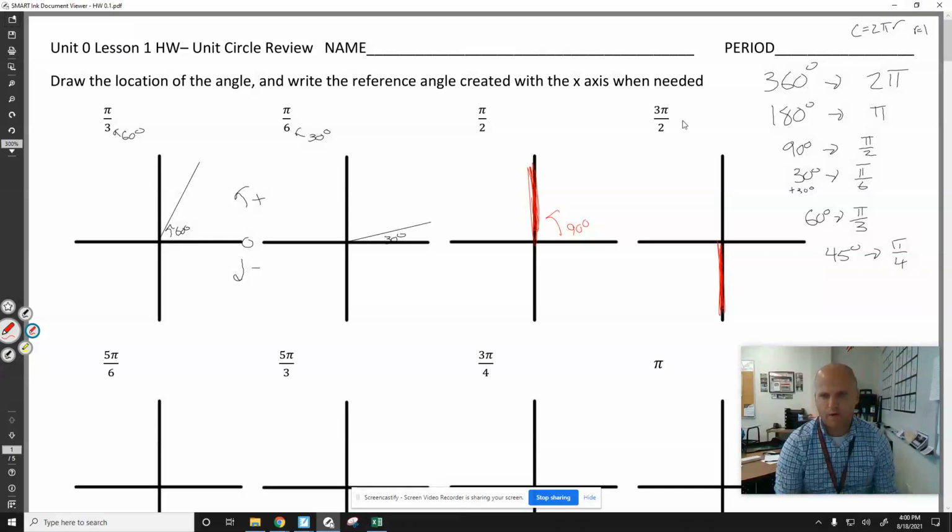How do I know 3 pi over 2 is over here? That's a great question. Well, any pi over 2 is 90. Let's think about this. 1 pi over 2, 90 degrees. Add a pi over 2. 1 pi over 2, 2 pi over 2, 3 pi over 2. That puts us right here.